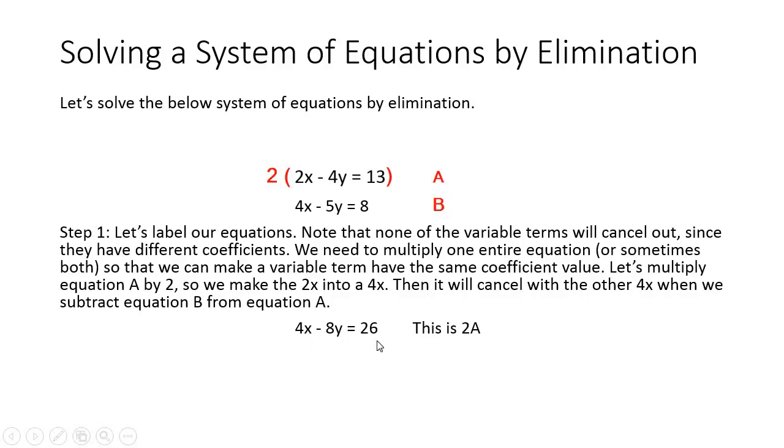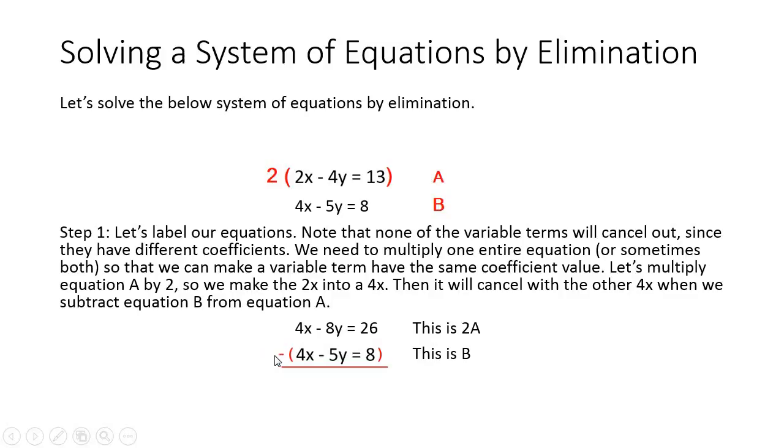So I've rewritten equation A as double the amount. So this is 2a, and that's fine, as I just mentioned. So we had 2 times 2x is 4x, negative 4y times 2 is negative 8y, and 13 times 2 is 26. And I'm writing b again down here.